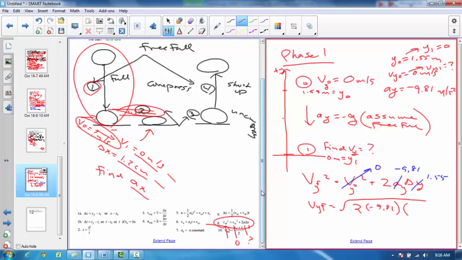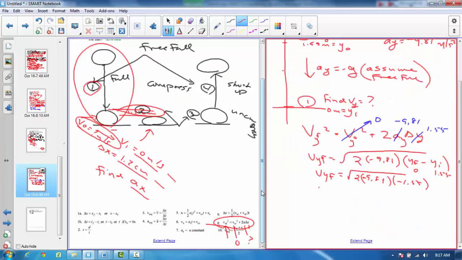What's our delta y in this case? Is it 1.55? Remember, delta y is y final minus y initial. Because if we put 1.55 in, we're going to take the square root of a negative number. Our y final is 0, and our y initial is 1.55. That's where all the negative comes from, and we cancel the negatives. So if you end up with a square root of a negative, don't just get rid of the negative. Go back and check your math, make sure you're not doing something wrong. So we get 2 times negative 9.81 times negative 1.55.